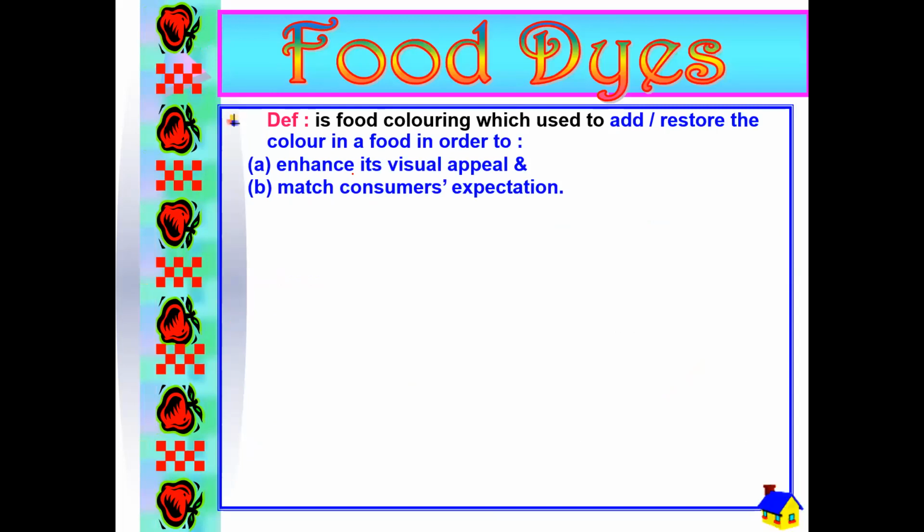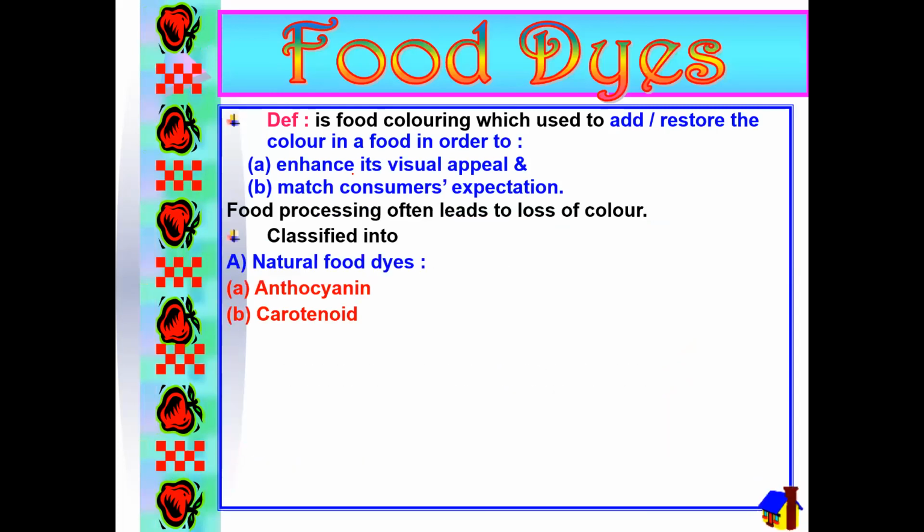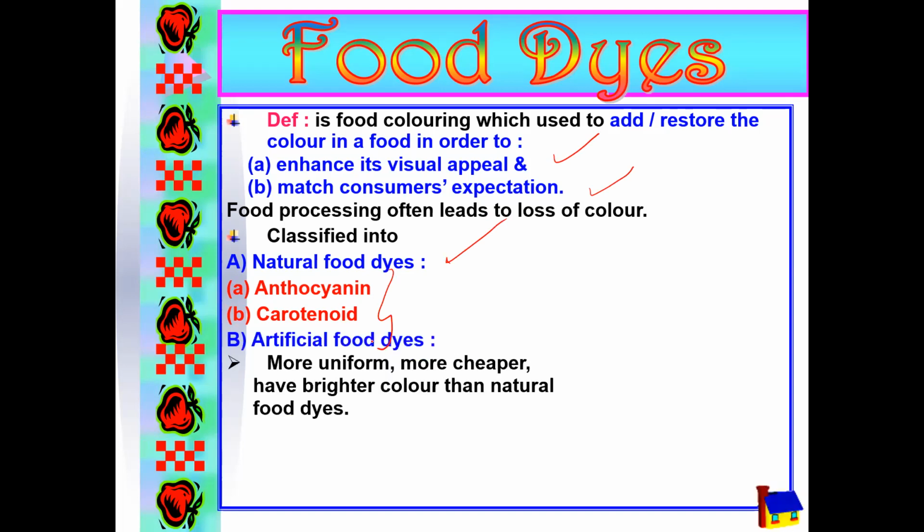Okay, so food dye. The teacher adds food dye because I want to make sure that I can eat the food that I am going to eat, because if not, it's so boring, so plain, so bland. Who wants to eat it? So number one, I want to enhance the visual appeal, and I want to make sure the customer is happy. So food dyes are divided into natural food dyes, anthocyanin and carotenoid, and artificial food dyes. They are cheaper and have brighter color.